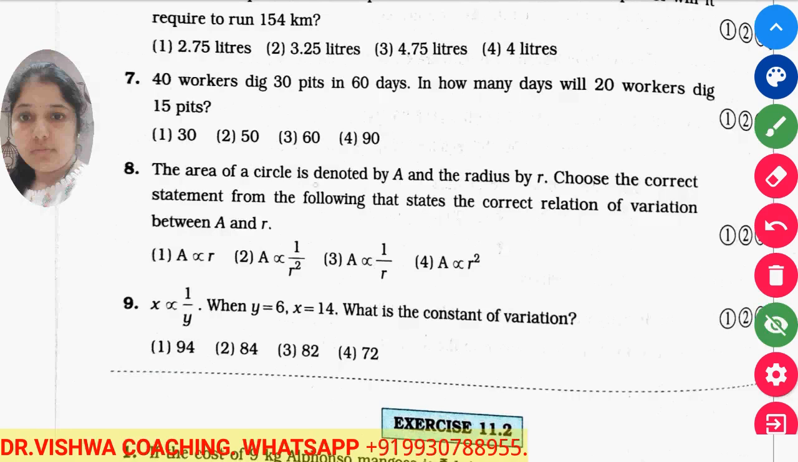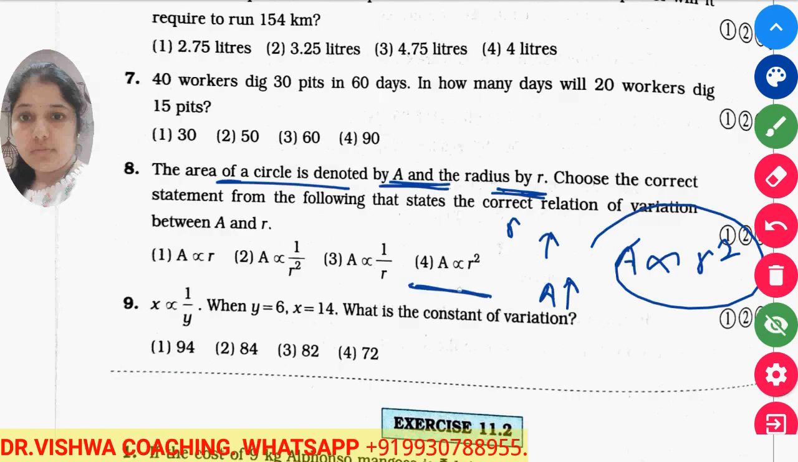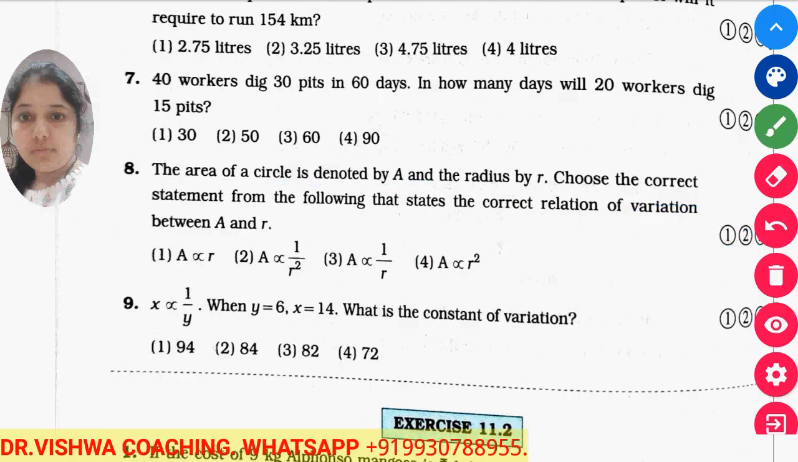Now see, the area of a circle is denoted by A, radius by R. So choose the correct statement for the following variation. So if the radius of the circle increases, area also increases. Therefore, there is a direct proportion between area and radius of the circle. So option number 4 is the correct option because area is equal to r square.